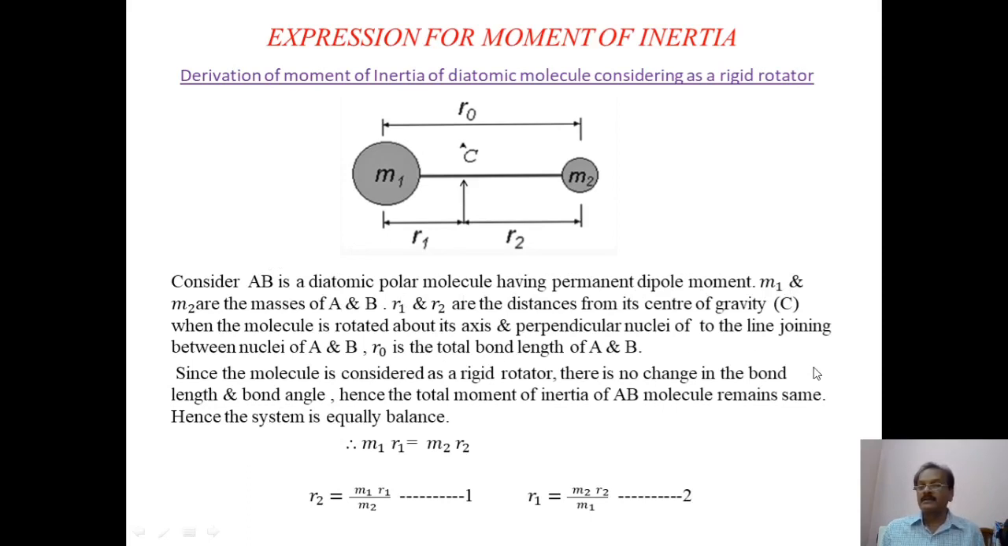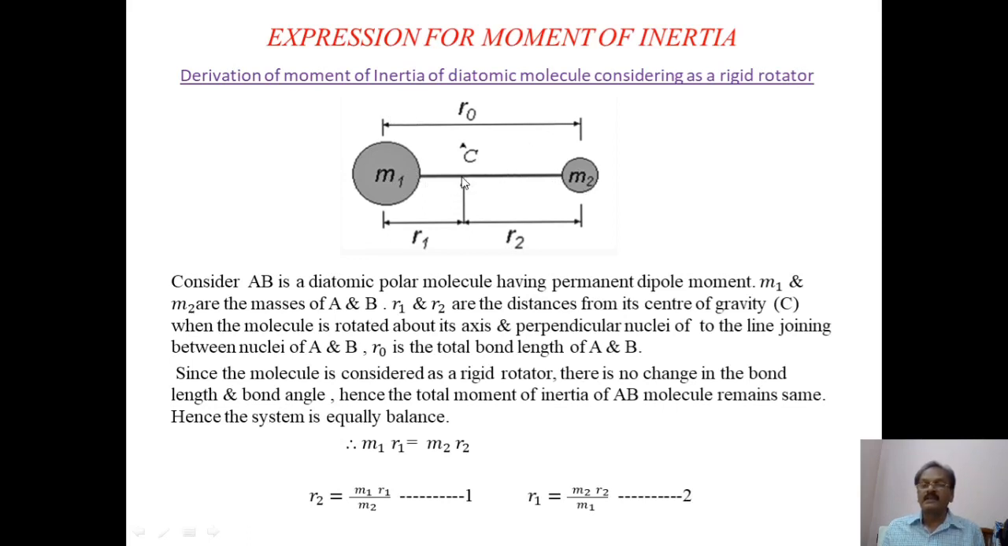R1 and R2 are the distances from the center of gravity when the molecule is rotated about an axis perpendicular to the line joining the nuclei of A and B. R0 is the total bond length of A and B. So just observe, this is the mass of A, M1, and M2 is the mass of B, and this is the total distance from one nucleus to the other. This is the internuclear distance of the two atoms in the molecule, that is R0.